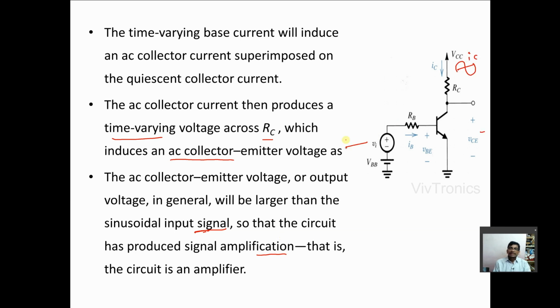Here, this AC signal which we have provided at the input side will develop a time varying AC current across the collector terminal, which is called IC, and because of the IC current, we are going to get some AC voltage at the output side. This AC voltage is larger than the input sinusoidal signal. Here the input signal is lesser than the output signal. Therefore, this circuit is providing amplification, so the circuit is called an amplifier circuit.